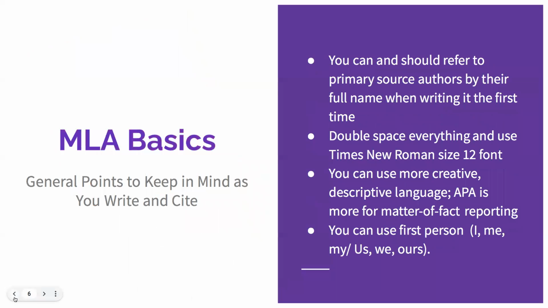Some general points to keep in mind as you write and cite using MLA are that you can and should refer to primary source authors by their full name when writing it the first time. So for example, if you're writing about Charlotte Perkins Gilman and The Yellow Wallpaper, you want to actually write out her full name, Charlotte Perkins Gilman, and then every time after that, you can refer to her as Perkins Gilman or Gilman, depending on which your professor recommends.